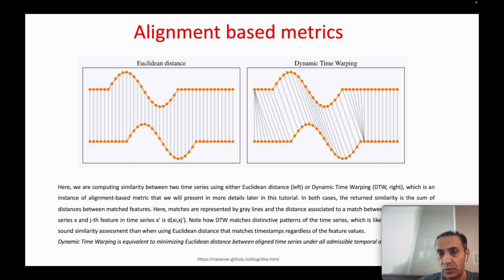The orange lines are the two sequences that we are comparing. So basically, note how DTW matches distinctive patterns of time series, and that's how it generates the similarity assessments, as compared to when we just use Euclidean distance, which matches timestamps regardless of the feature's values. So basically, dynamic time warping is equivalent to minimizing Euclidean distance between aligned time series under all admissible temporal alignments or timestamps.